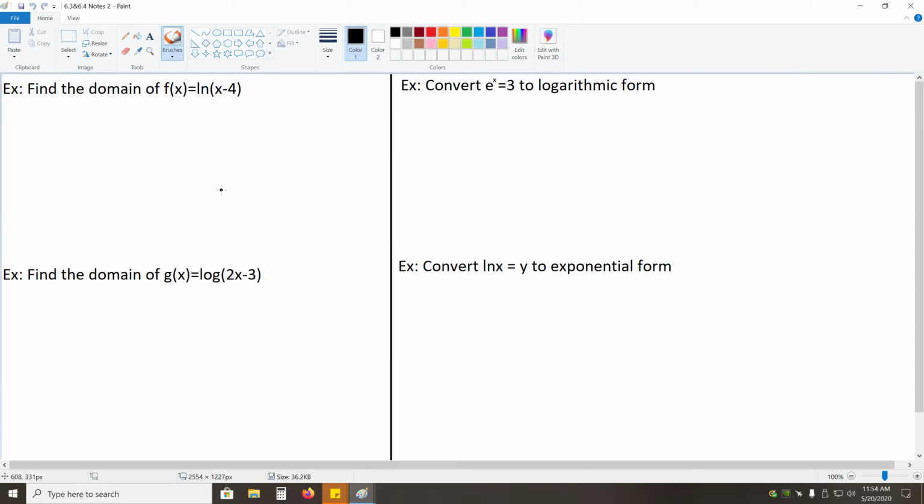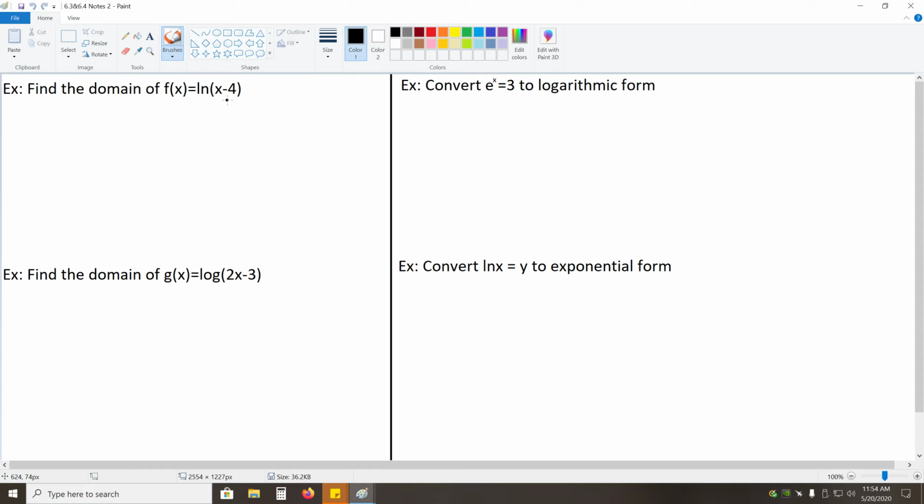Okay, now we just have 4 examples we need to go through. We'll go ahead and try the first one together, and then I'll have you try the next 3. So, we want to find the domain of f of x equals the natural log of x minus 4. For this, remember that the domain of a logarithmic function has to be greater than 0. We can never have a value plugged into it that is less than or equal to 0.